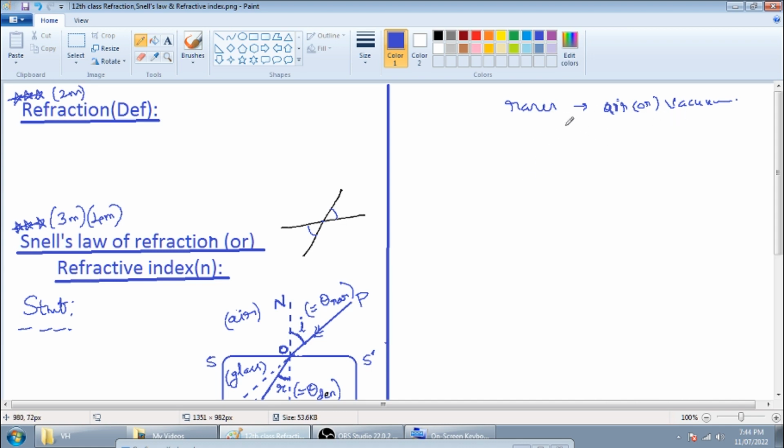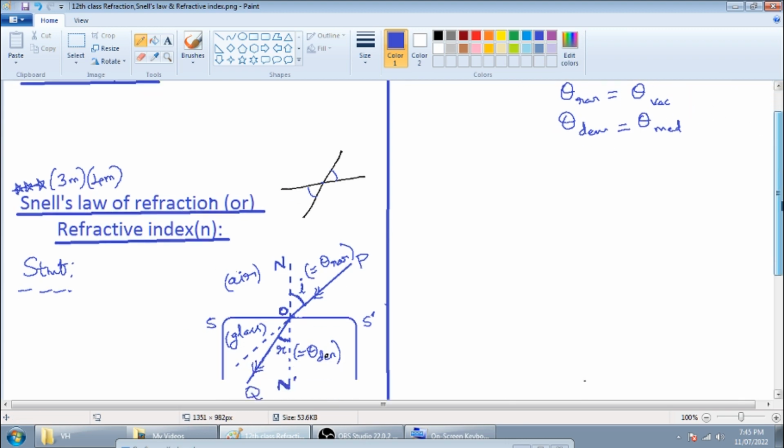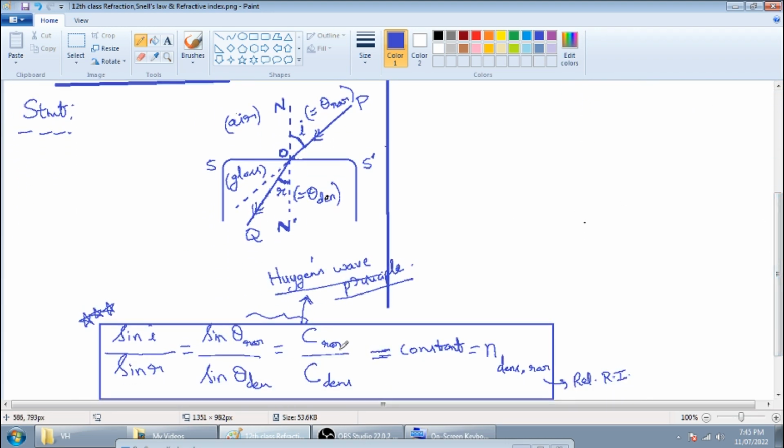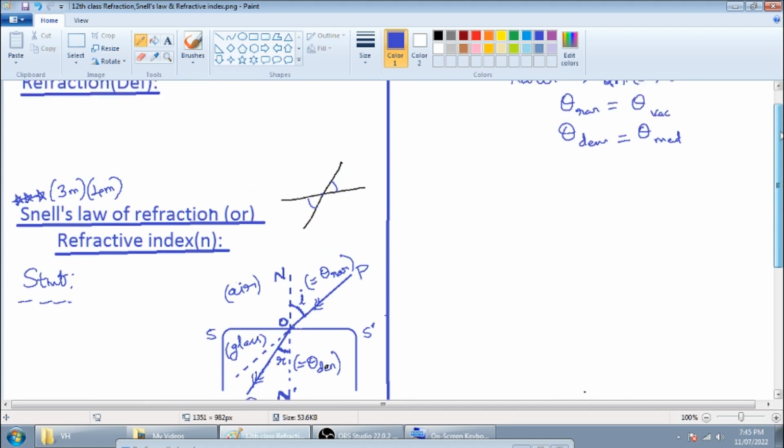So the angle in the rarer medium, theta rarer, can simply be written as theta vacuum. And the angle in the denser medium can be called theta m, or theta medium, since any medium is denser compared to vacuum. Then just observe here: the rarer medium is vacuum, and the velocity of light in vacuum divided by the velocity of light in the denser medium is C vacuum divided by C medium. So what happens to this equation, Snell's law?